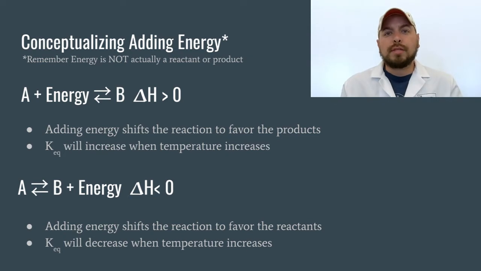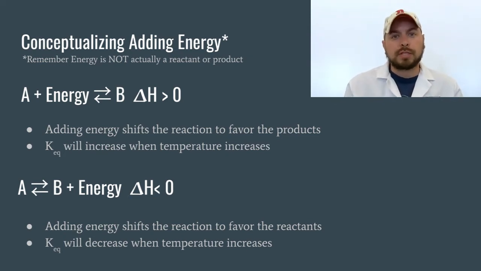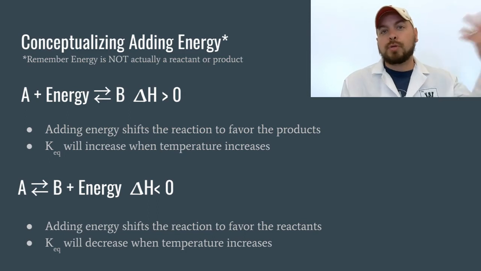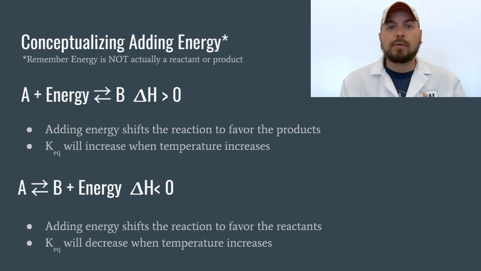But if we think of it this way, then we can go back to how we approached the Q versus K shift, where an increase in the temperature of an endothermic process would increase relatively a reactant, thereby shifting the entire process to the right towards the products. This would cause the K value to go up because our products would get higher and our reactants would become smaller.